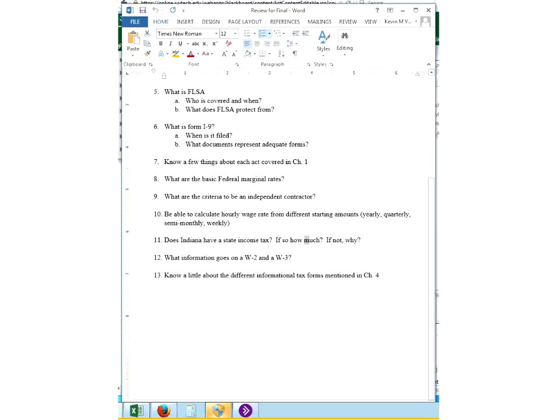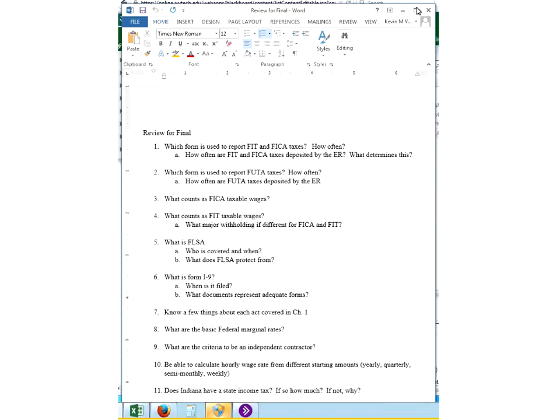Knowing about state income taxes. Does Indiana have it? How much do they tax? What's provided on a W-2, W-3, and then any of the other informational forms that are given out at the end of every year, like a 1099, whichever one you're looking at, 1099-MISC, 1099-R. There's a bunch of them. So just know a little bit about each of those that was discussed there in Chapter 4. Okay, that's all for that.